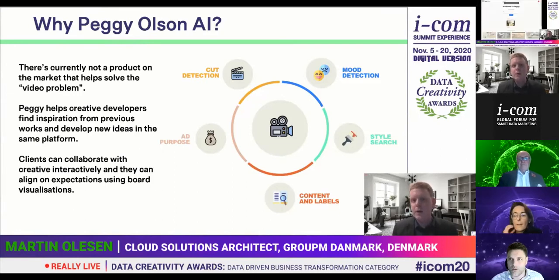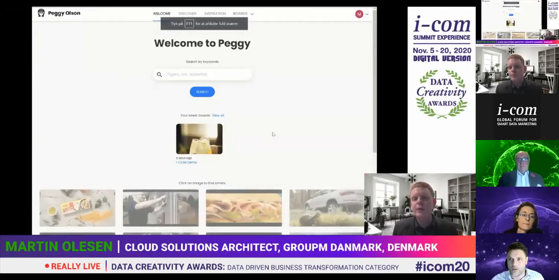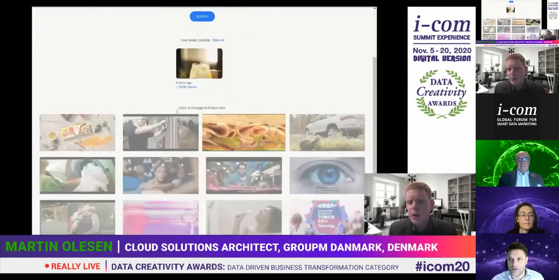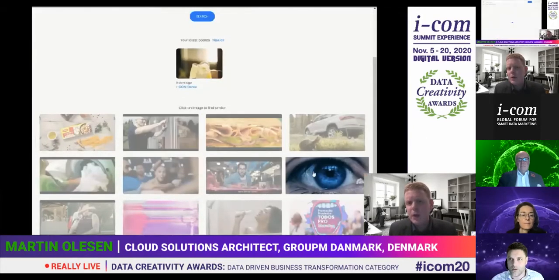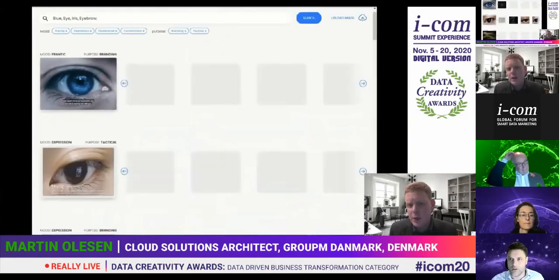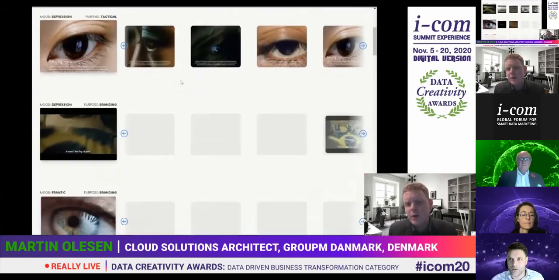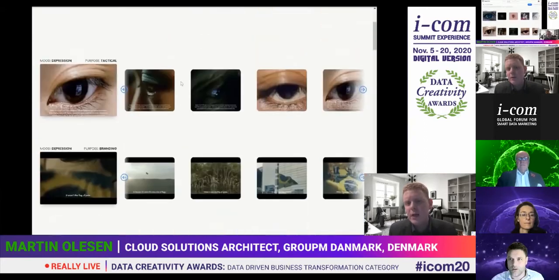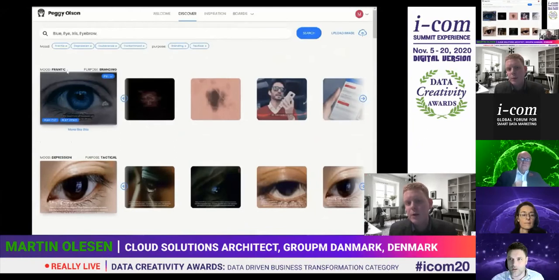But without further ado, I want to show a quick demo of Peggy. This is the front page where you can search using keywords, and you can see your boards here. You can also search by looking at similar other cuts in the database. What I just clicked on was an eye. And very quickly, we can see all the videos in the database with similar visual output. You can see the mood predicted in the video asset. This is frantic. And also the purpose of the ad: is it branding or tactical, based on the text and calls to action in the video.